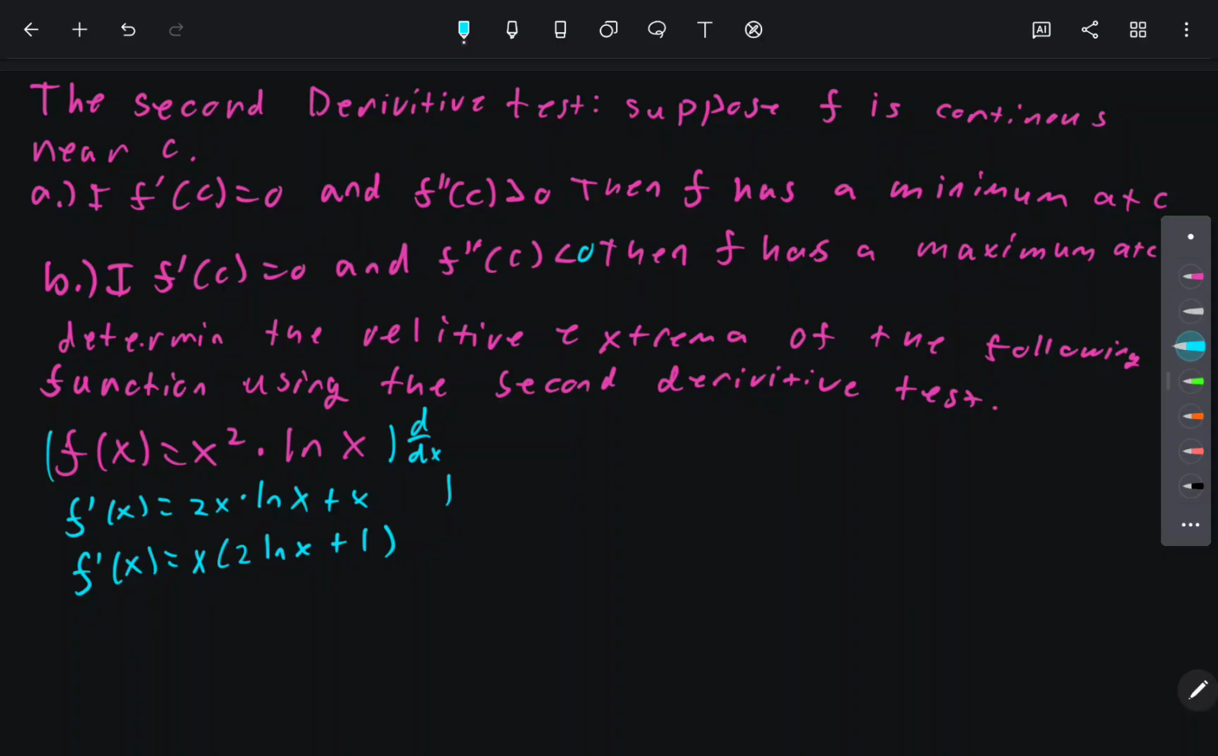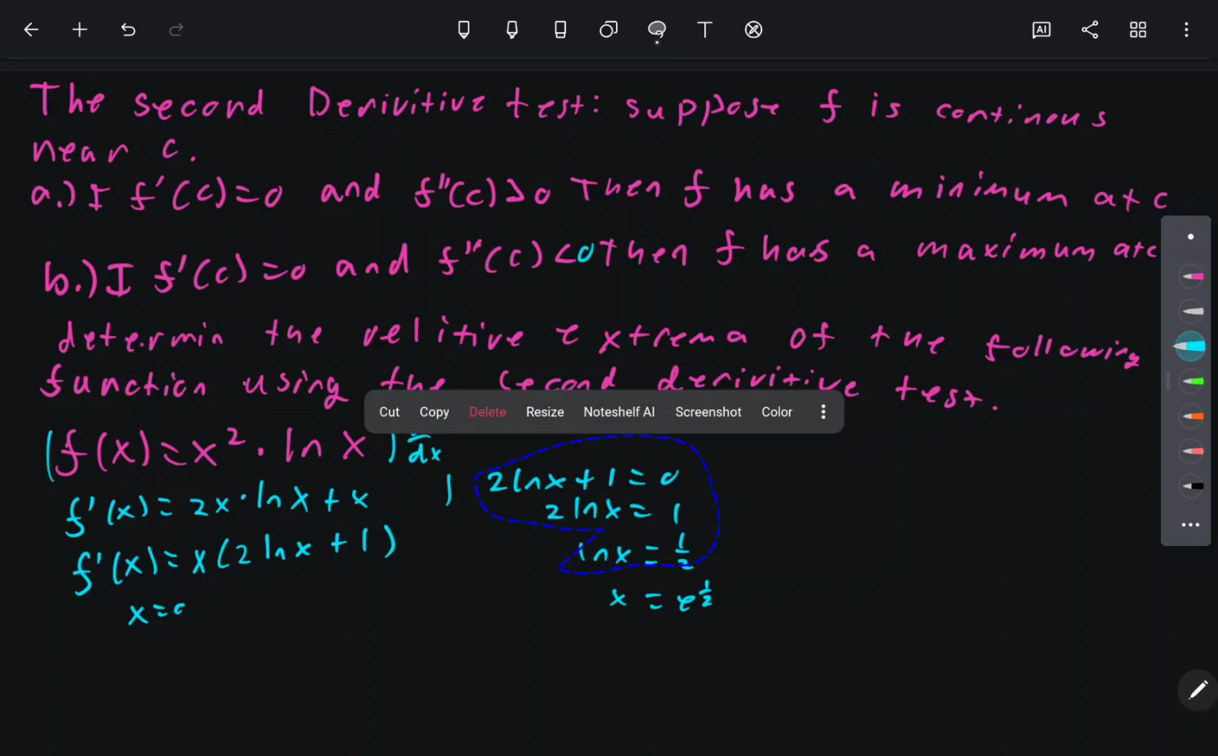We are now going to designate these as possible critical points or critical numbers. So x is equal to 0 because we have this x on the outside. However, we also have to deal with this 2 natural log of x plus 1 on the inside, so we're going to solve that for 0. So 2 natural log of x is equal to 1. Then we divide both sides by 2, so 1/2 is equal to the natural log of x. We exponentiate both sides, so we get e to the 1/2 as our second critical number.